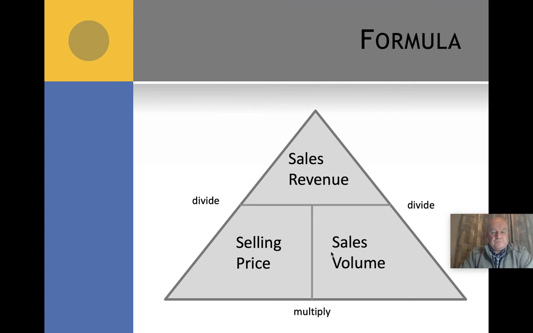Okay, let's move on. One of the things that you can do, as you can probably see based on the last slide, is that if you've got sales volume, selling price and sales revenue, you can basically work out whichever one you haven't got. If you know your sales revenue and your selling price, and you divide your sales revenue by your selling price, that gives you your sales volume. If you know your sales revenue and your sales volume, and you divide your sales revenue by your sales volume, that also gives you your selling price.